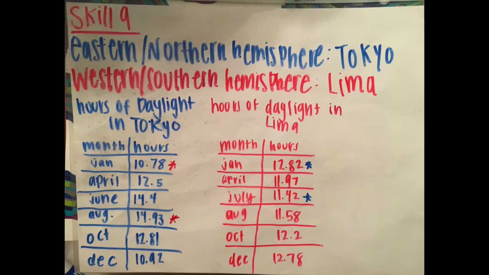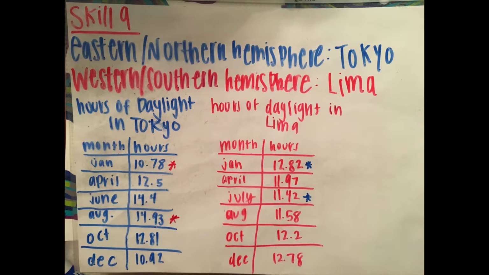I figured out that in Tokyo, the minimum hours of daylight fell on December 21st, where there was 10.78 hours of daylight, and the maximum of the graph was in August, when there was 14.93 hours of daylight. For Lima, I figured out that the maximum of my graph was in January, when there was 12.82 hours of daylight, and the minimum was in July, when there was 11.42 hours of daylight.